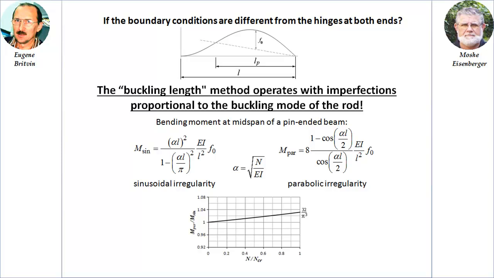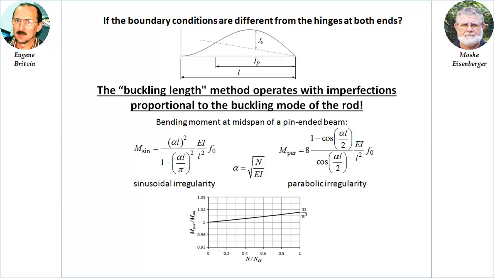Nevertheless, we'll leave this question open for now. Why, nevertheless, is the method for testing the local stability of rods based on the shape of the initial imperfection proportional to the buckling mode shape?